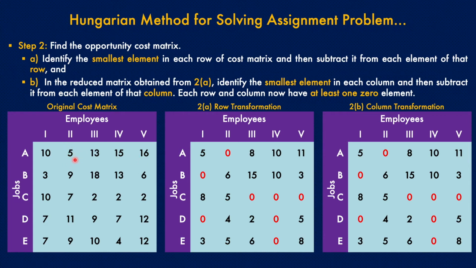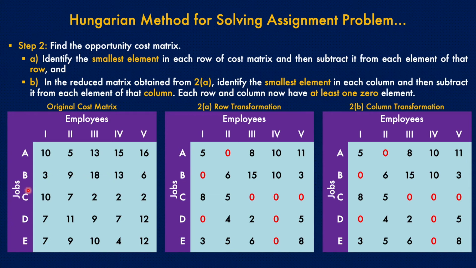So subtract this 5 from all these elements. The final result will be like this. 10 minus 5, 5. 5 minus 5, 0. 13 minus 5, 8. 15 minus 5, 10. 16 minus 5, 11. So the first row is like this. Similarly, we go to the second row, identify the smallest element in that row and subtract it from all the elements. In the second row, the element is 3. Subtract 3 from all these elements and the values will be like this.